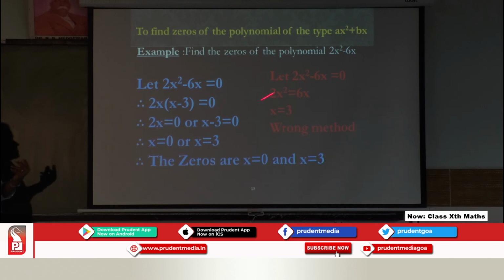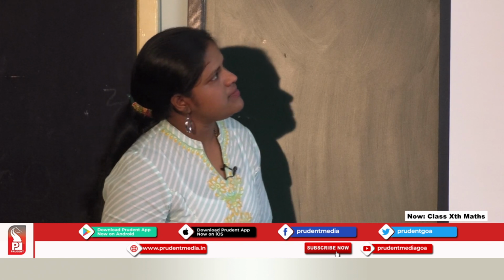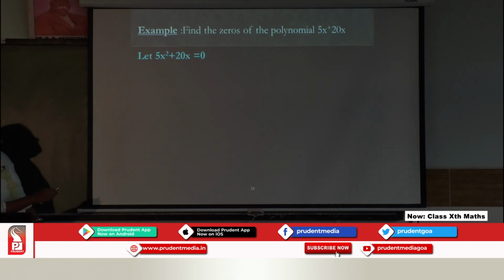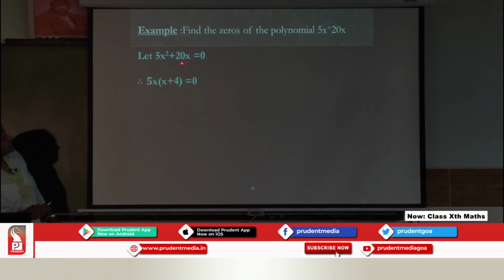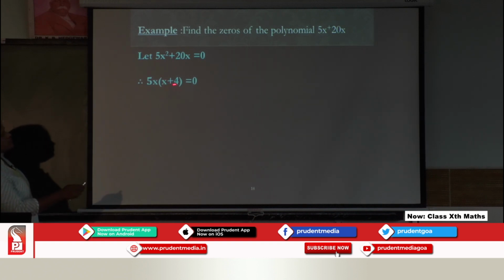So this is a wrong method. Next, find the zeros of the polynomial 5x² plus 20x. So it's 5x² plus 20x is equal to 0. In this, 5x is common, so I have taken 5x out. What is left is x and positive 4, because 5 fours are 20. So again I have two factors here, 5x as one and x plus 4 as the second one.